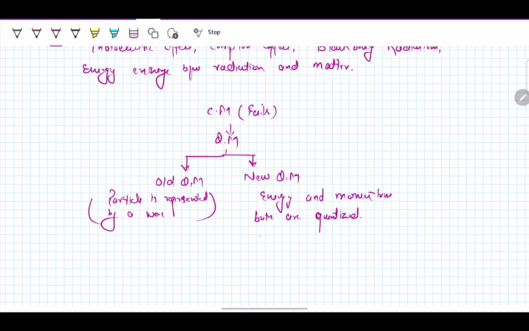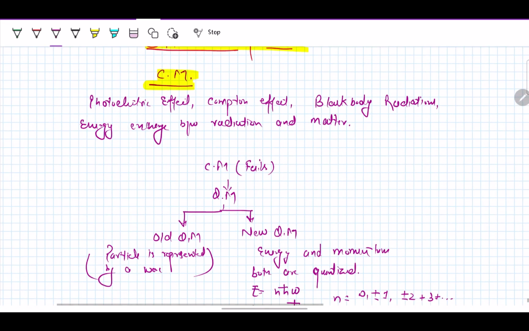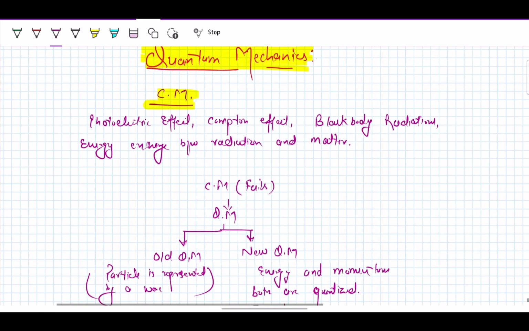Okay, and it means we have E equals n h cut omega, or also momentum is n h cut, where n is equal to 0, plus minus 1, plus minus 2, plus minus 3, and so on. Alright, so this is the basic idea for the quantum mechanical approach.